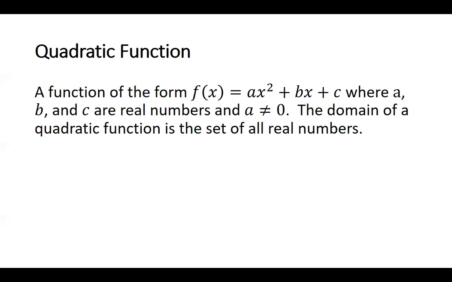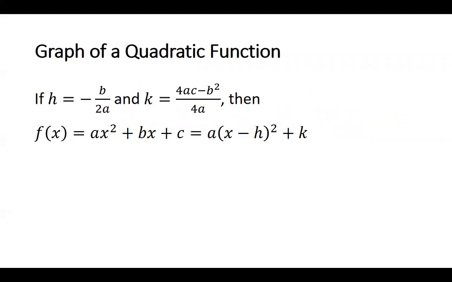The domain of a quadratic function is the set of all real numbers. Now, the range varies depending on where the vertex of the parabola that's formed is. So realize that, but the domain is the set of all real numbers. So if we're going to graph a quadratic function, then we can say that h is equal to negative b over 2a and k is equal to 4ac minus b squared over 4a.